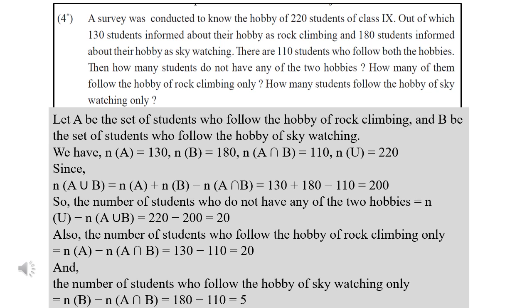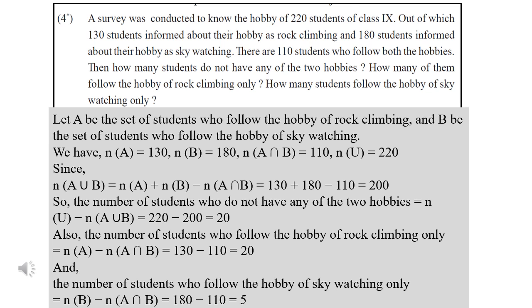A survey was conducted to know the hobby of 220 students of class 9th, out of which 130 students informed about their hobby as rock climbing and 180 students informed about their hobby as sky watching. There are 110 students who follow both the hobbies. Then, how many students do not have any of the two hobbies? How many of them follow the hobby of rock climbing only? And how many students follow the hobby of sky watching only?